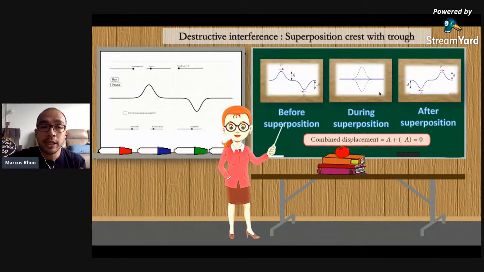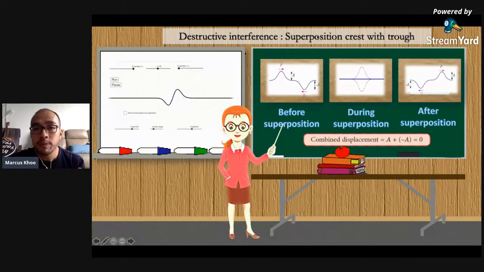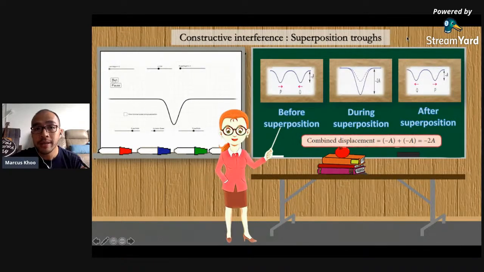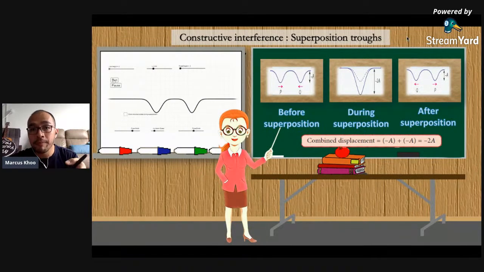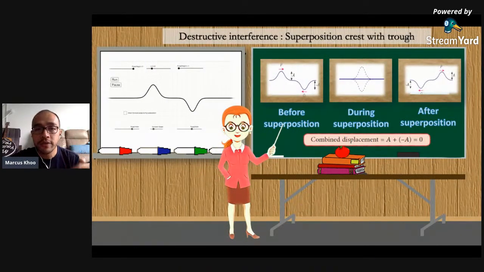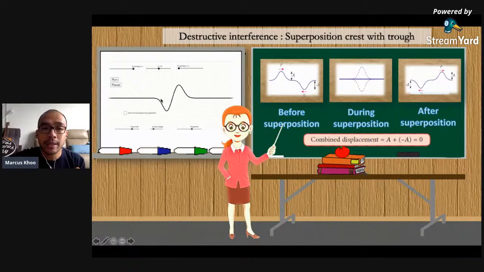Okay. Now, for destructive interference, it's a superposition between a crest and a trough. That's the only way you can produce destructive. Kalau constructive, it is two crests combined or two troughs combined. Okay, but a destructive interference happens when like that. So this is what I mean. This P over here, after it destructs for a while, it moves on.